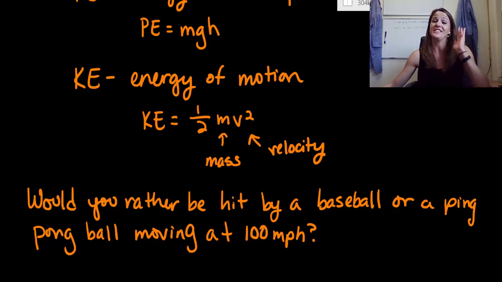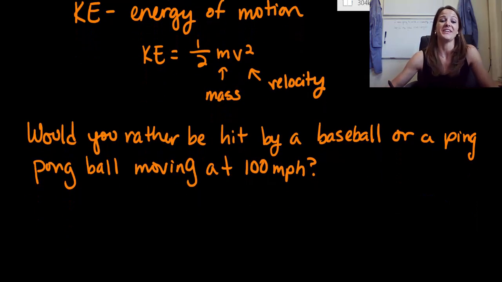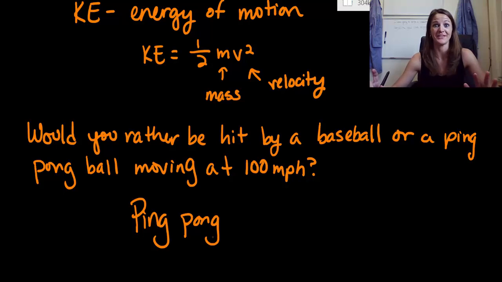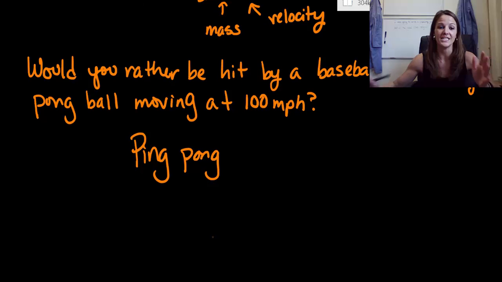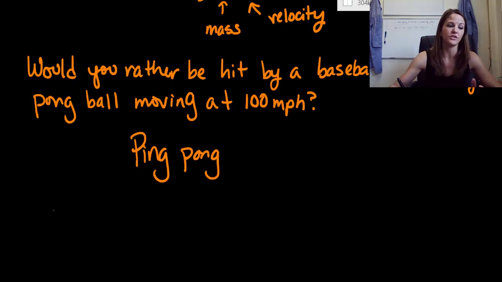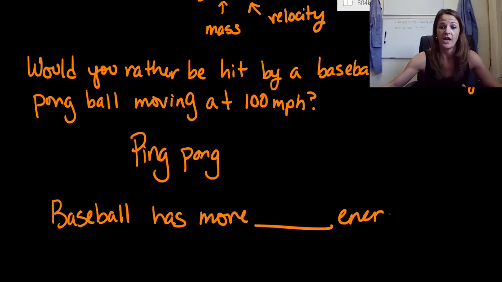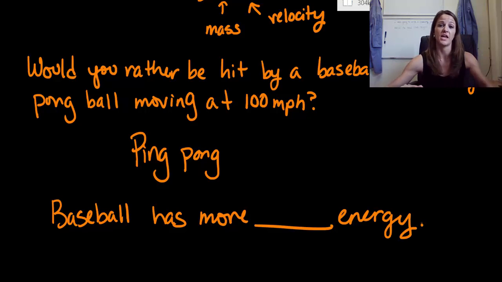Hopefully you did, and there's definitely a correct answer with this one. You would want to be hit with a ping pong ball. You do not want to be hit by a baseball moving at 100 miles an hour. That would be an absolute disaster and be quite painful. Now, why is that? What is different about the two? A baseball has significantly more blank energy. What type of energy? Potential or kinetic? Go. Did you get an answer?